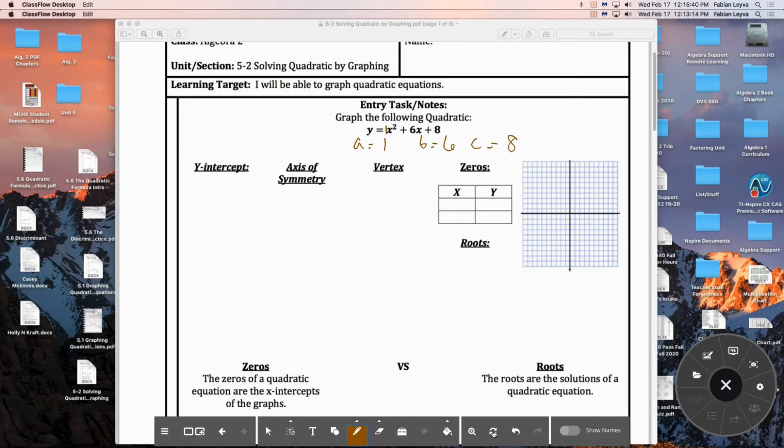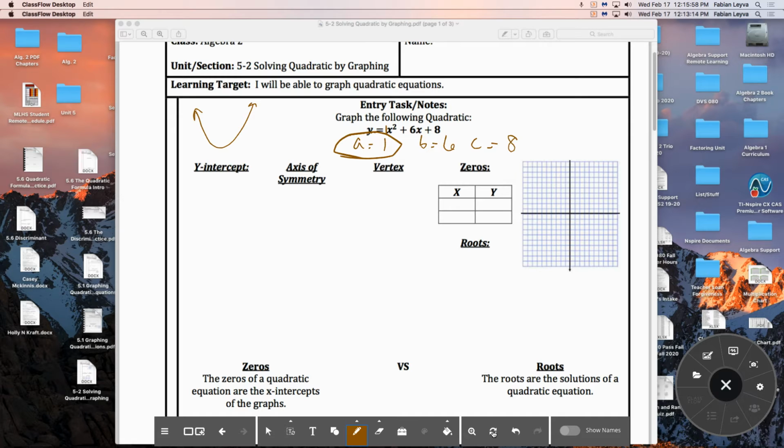Now that we have our a, b, and c, we know whether it's facing up or down. We know that just by looking at the a. If the a is positive, you know you're going to have that U, or that parabola, facing upwards. So just by knowing that, there's a lot of information I know already. Let's be more precise by finding the axis of symmetry.